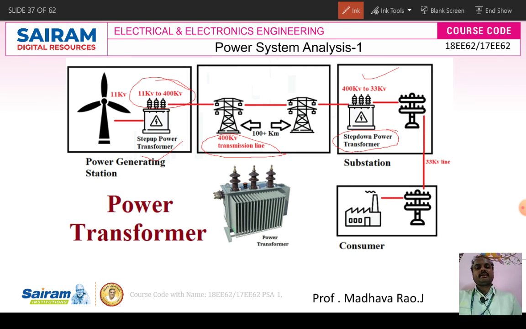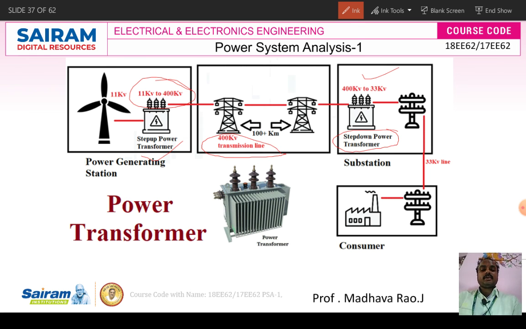Why we are stepping up and stepping down is to minimize the I square R losses, the copper losses. When the voltage rating increases, the current rating decreases. By that we can minimize the I square R copper losses.